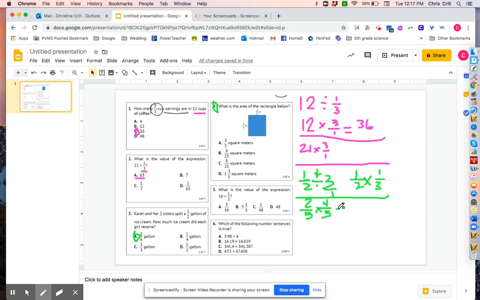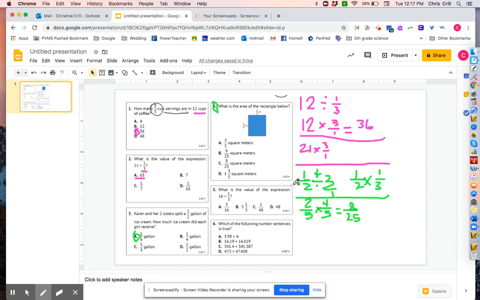And if you multiply your numerators, 2 times 4 is 8. And our denominators, 5 times 5 is 25. So the area of that rectangle is 8/25 square meters. And that cannot be simplified. 8 and 25 don't share a common factor.